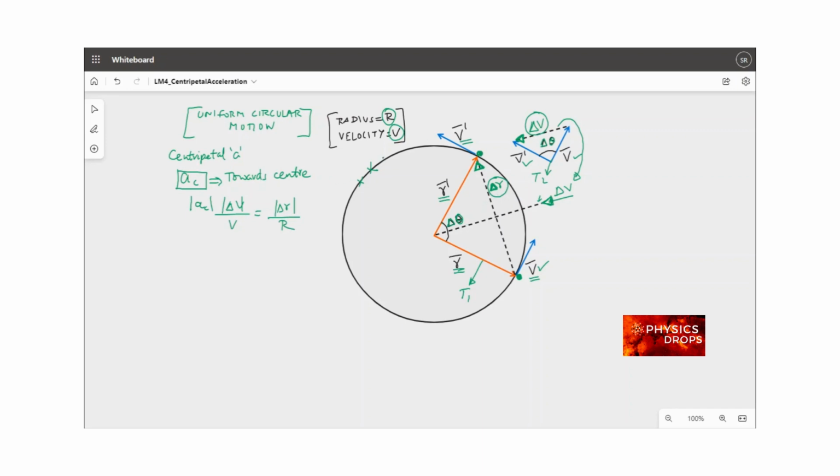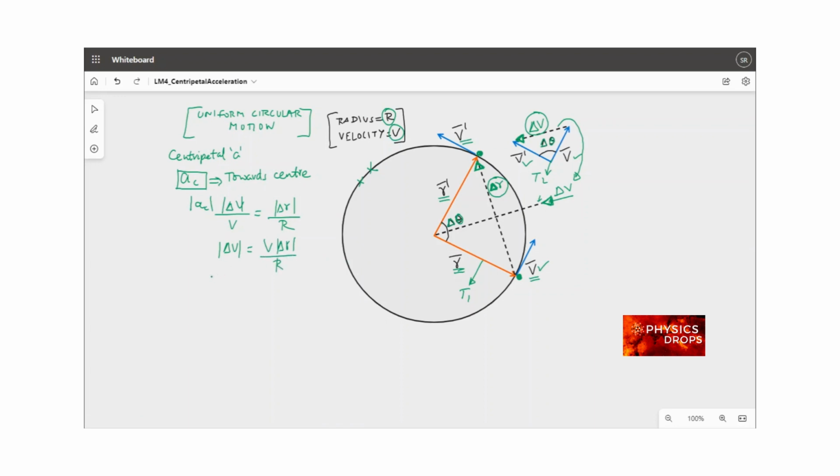So delta V by velocity is the same as delta R by the radius, because the radius and velocity are the ones we use to define the circle in the initial place. Then we can cross multiply and say the magnitude of delta V is V times delta R by R. This is the next equation we get.